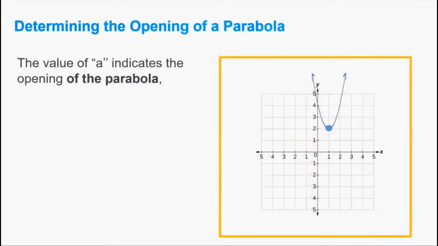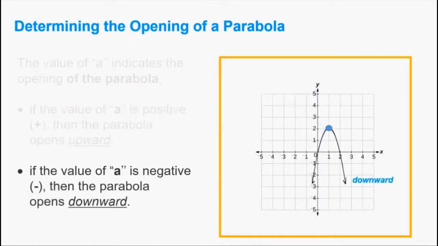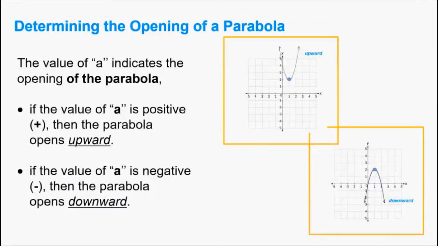Next natin is determining the opening of a parabola. The value of a indicates the opening of the parabola. If the value of a is positive, then the parabola opens upward. Pataas kapag ang value ng a natin ay positive. If the value of a is negative, then the parabola opens downward. Pababa kapag ang value ng a natin ay negative. And that is how we determine the direction of the opening of the parabola.